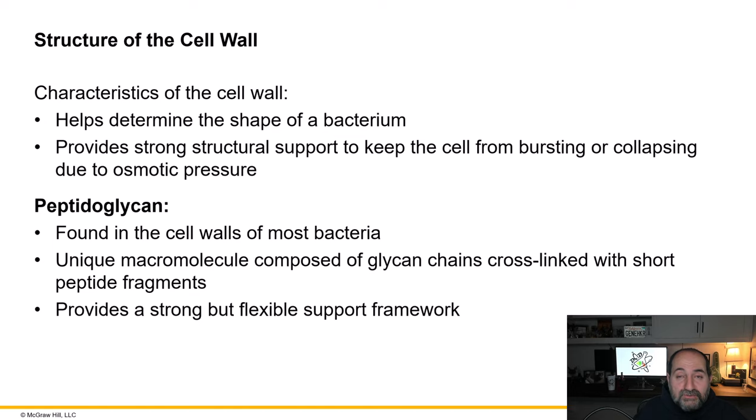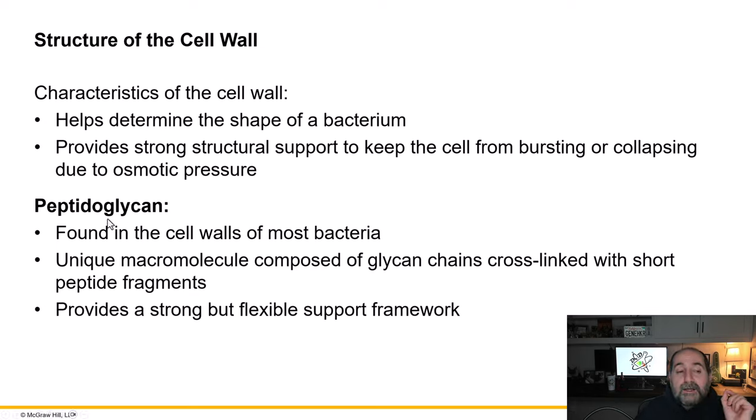So first of all, let's talk about the cell wall itself, the bacterial cell wall. I said that it's made up of a component called peptidoglycan, and this is the component that makes up the cell wall of bacteria. This is found in the cell walls of most bacteria. There are some species of bacteria that lack a cell wall, and those tend to be the pleomorphic bacterium. Remember, the ones that don't have a particular cell shape. But peptidoglycan makes up the cell wall of bacterium.